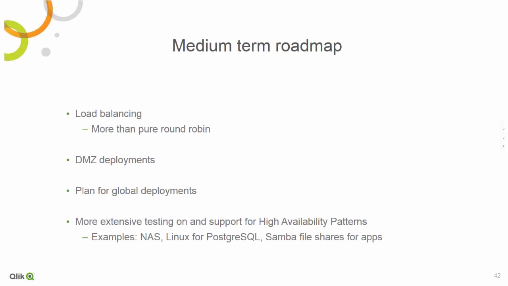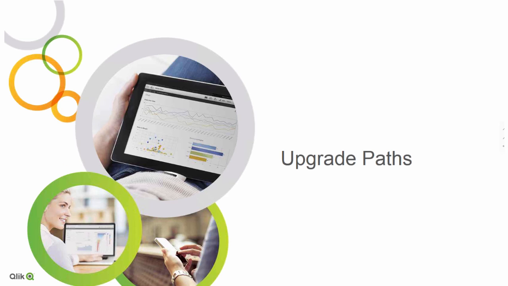Additionally, they want to have some work-sensitive testing and support for some alternative configurations for high availability. So things like NAS devices, Linux for Postgres. I mean, in principle, conceptually, Postgres is just a database. As long as it does database things in an expected manner, it'll work fine. Other things like Samba for file shares, limited testing is going on, but they definitely want to target things like that to allow more flexibility, especially in the cloud.